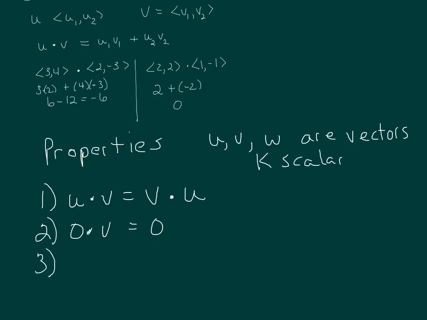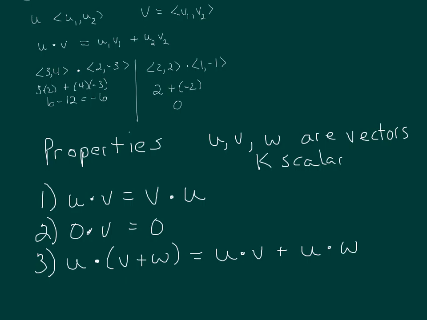If we take the dot product of u with v plus w, that's the same as the dot product of u and v plus the dot product of u and w. These look like some of the same properties that we've worked with for years and years and years.